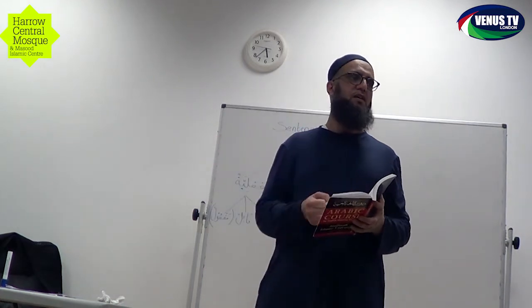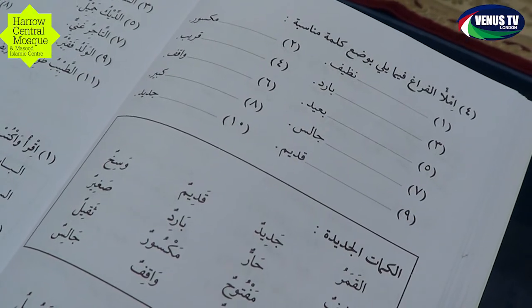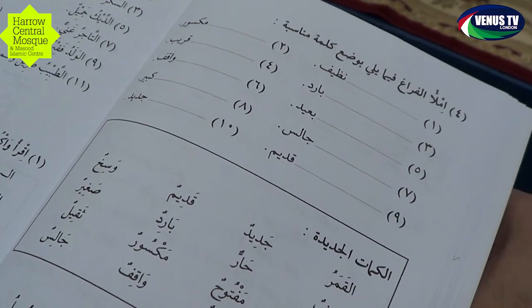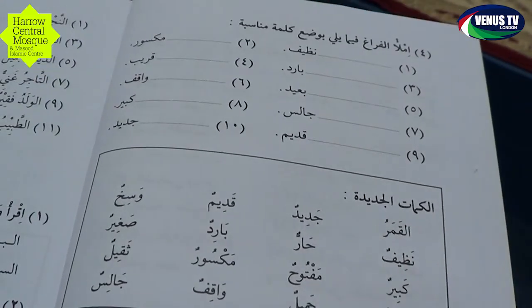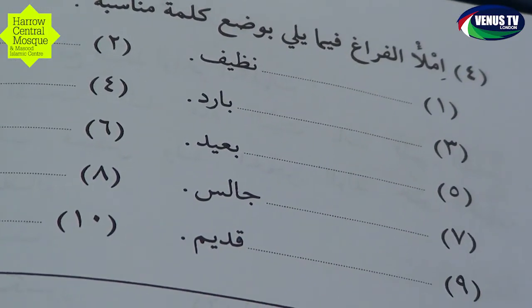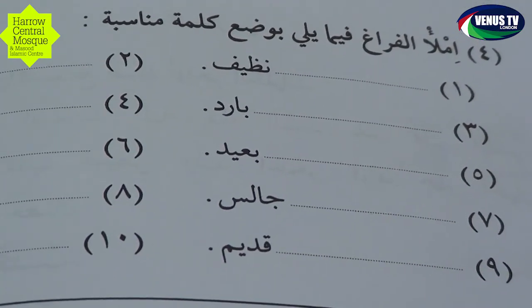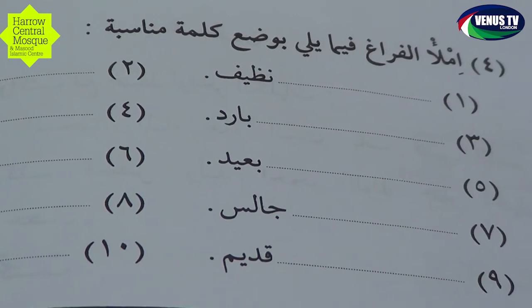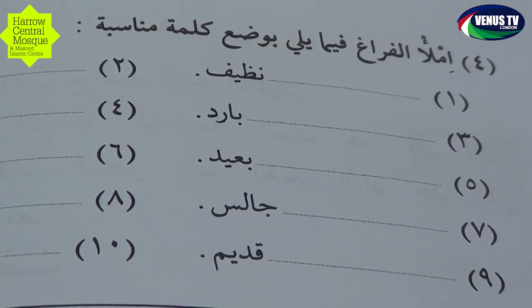So if something is nazif, you can say al qamisu nazifun or al baytu nazifun. Baridun, something is cold: al ma'u baridun, al halibu baridun, milk is cold. And remember, you have to be very careful here. You can't say qamisun nazifun. You have to say al qamisu nazifun. The first word is going to have al before it.